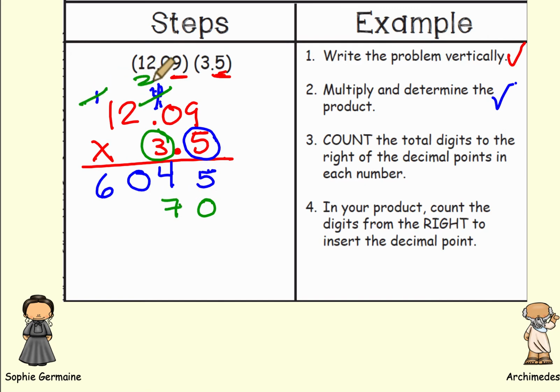So I'm going to carry the 2. 3 times 0 plus 2 is 2. 3 times 2 is 6. And 3 times 1 is 3. So now I'm ready to go ahead and worry about that decimal point.